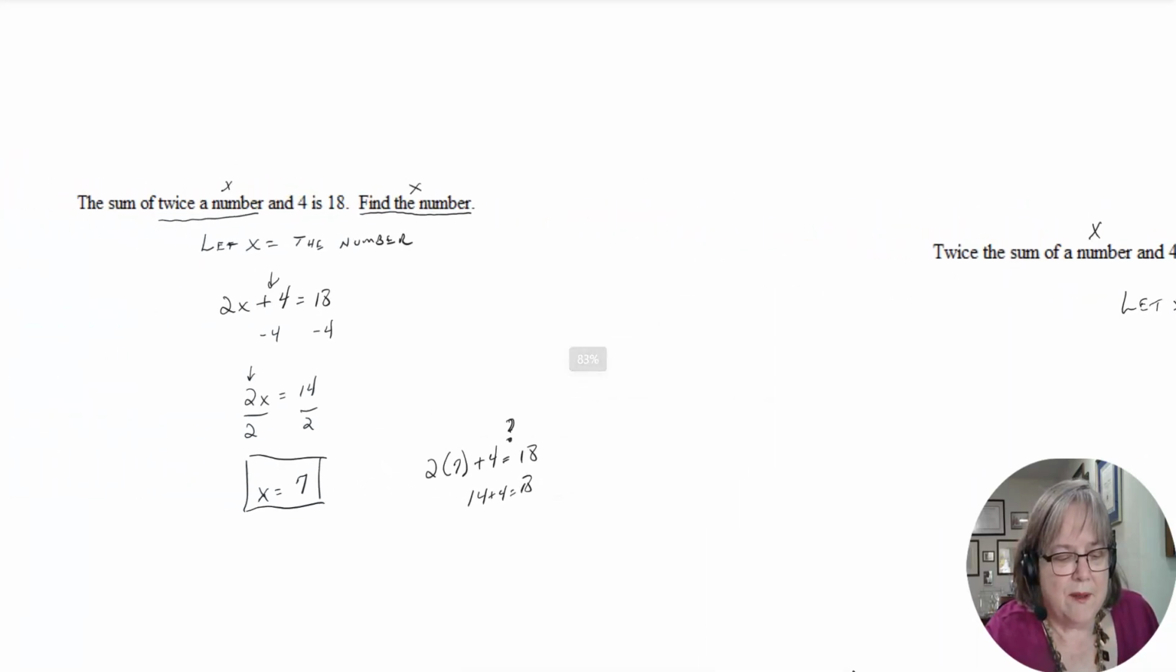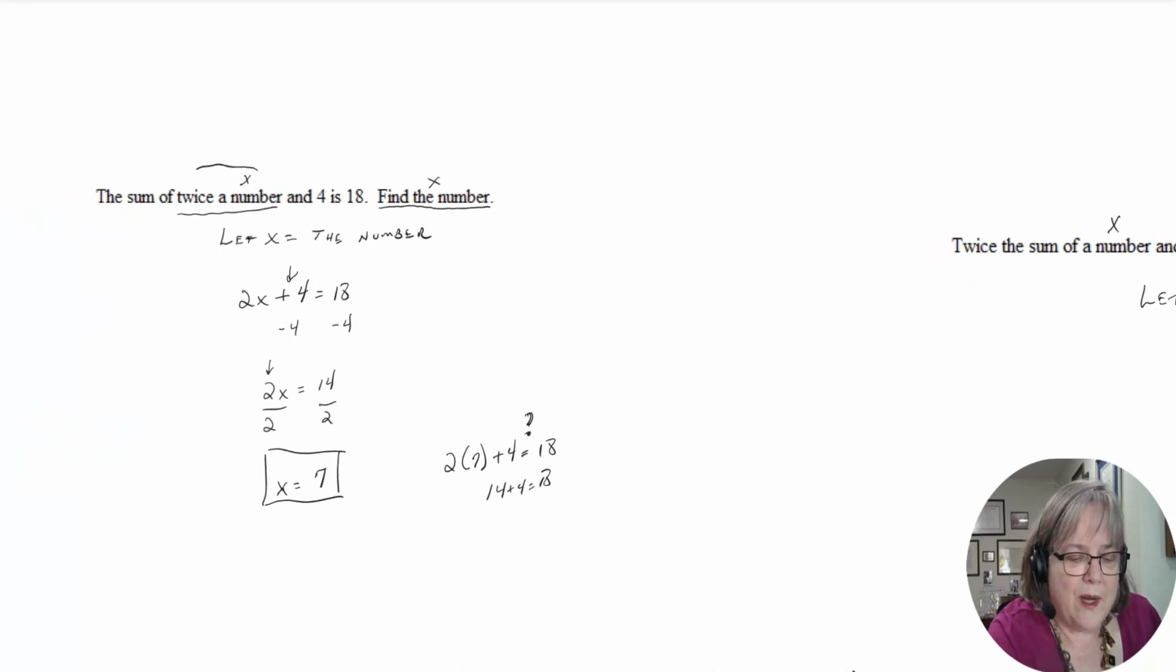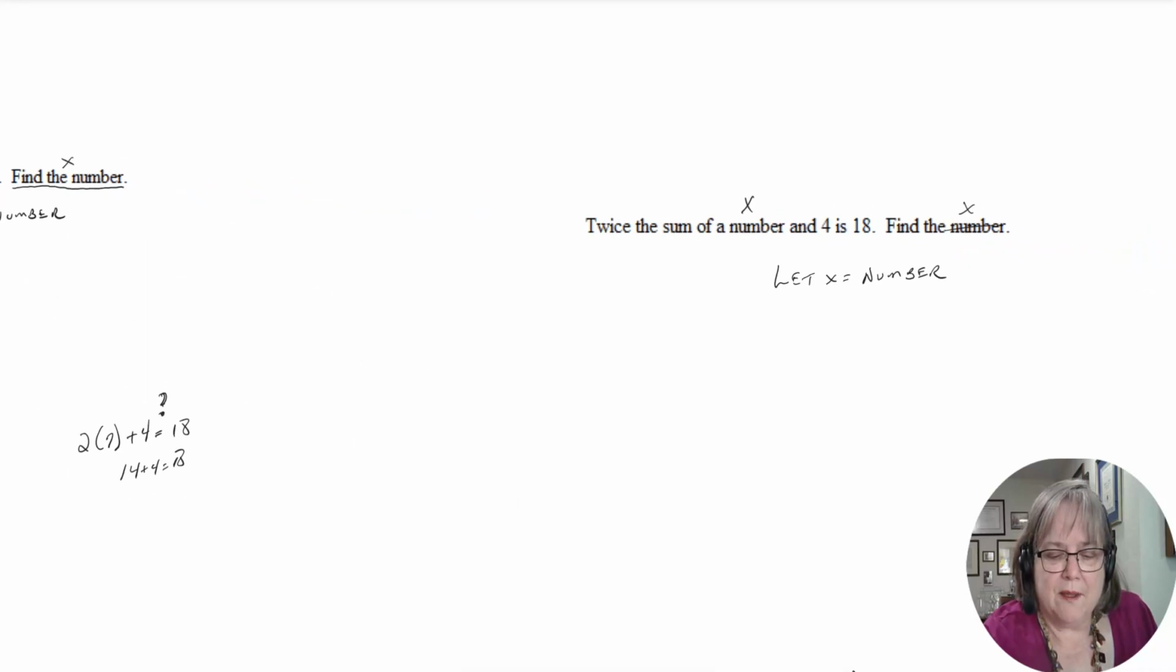So look at this one, and this one says twice a number. So it's 2 times a thing. Okay, it's twice a number, which is x. This is twice the sum. So this is 2 times a sum. Not 2 times a thing, 2 times a sum. So this is twice the sum of a number and 4. So this would be x plus 4 is 18.